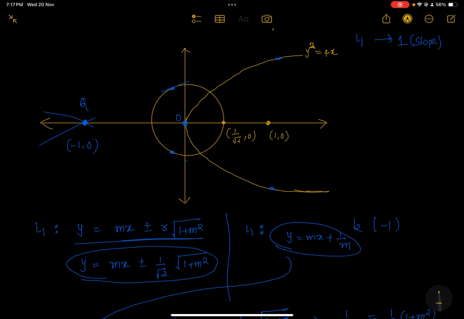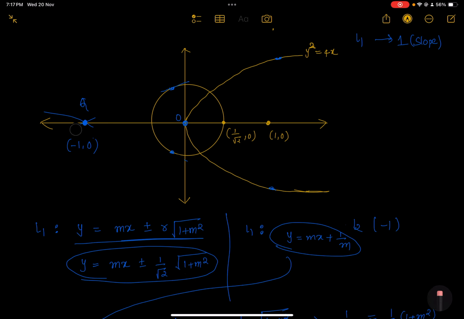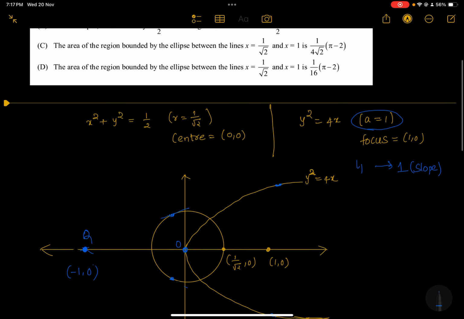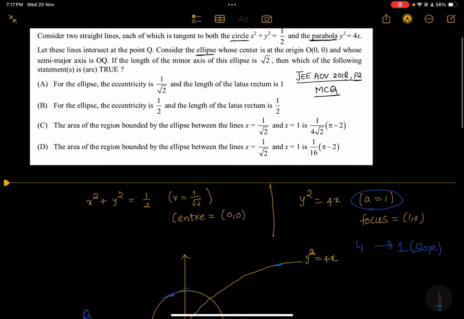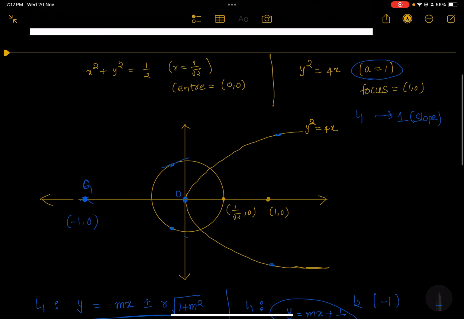This is y square. Here we have point Q. So now what is given in the question? We have an ellipse, the center is O, whose semi-major axis is OQ. So this is the semi-major axis. The length of the semi-major axis is 1. It also passes through (1, 0).